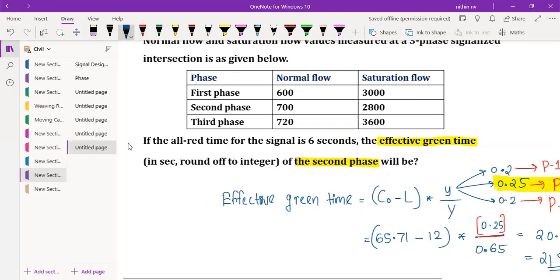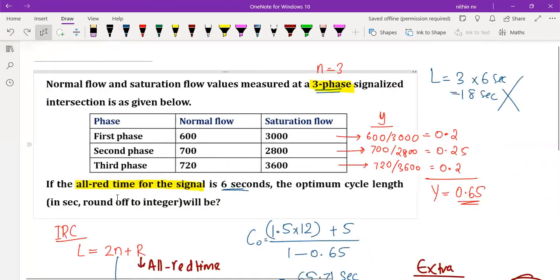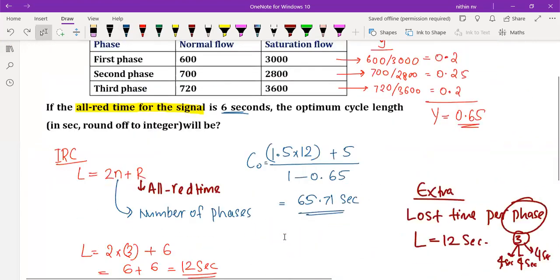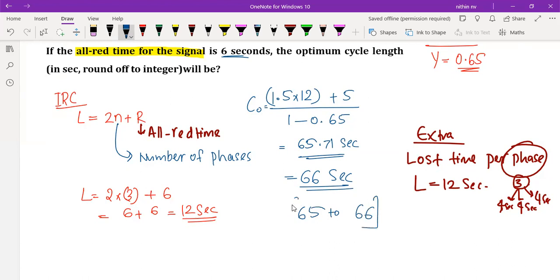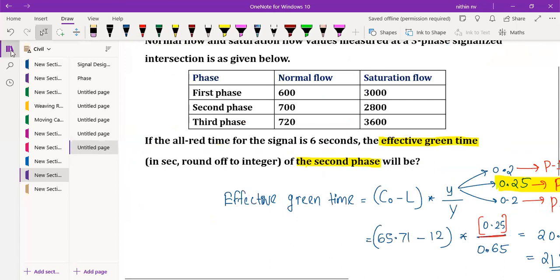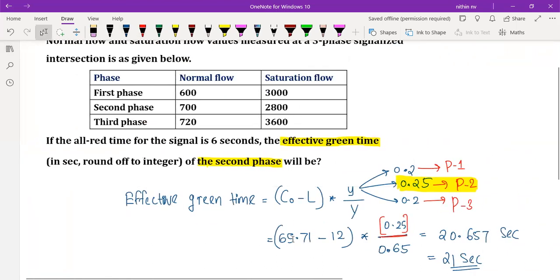Now suppose in the previous question, they have mentioned to round off to integer, no? So what you need to do? Finally, we need to substitute it as some 66 seconds like that. You can also substitute 65. They will give marks to both, some 65 to 66. Like that only, they may be giving you the range. But if you are calculating like this, then here don't take 66 or 65 like that. If you are getting some decimal in the calculation of C0, then use that decimal also like this.